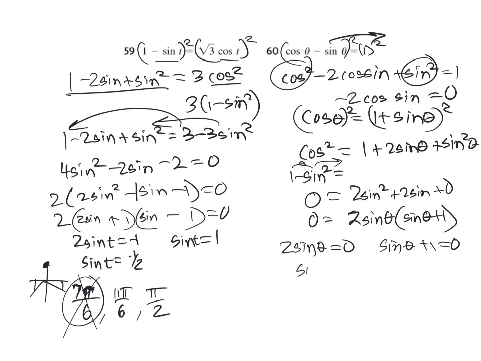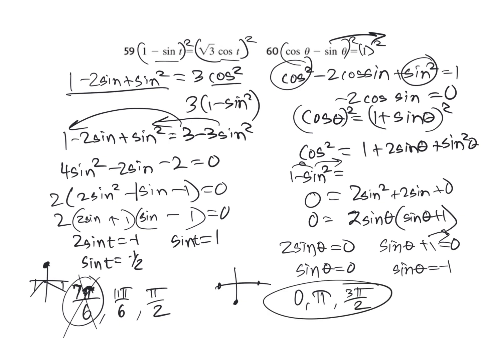So divide by the 2, and we still get 0. Where's the y value 0? At 0 and pi. And move the 1 over. Where's the sine of theta negative 1? Where's y negative 1? That'd be 3 pi over 2. Again, we're not going to check for extraneous solutions here.